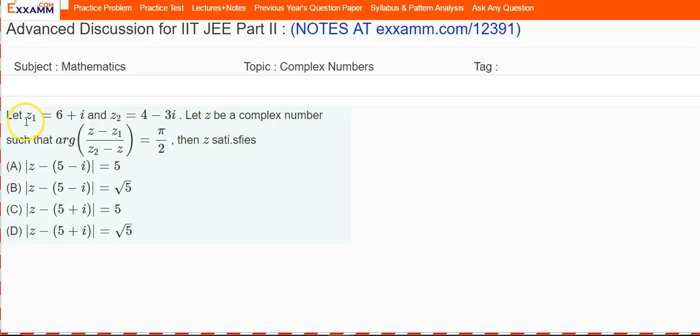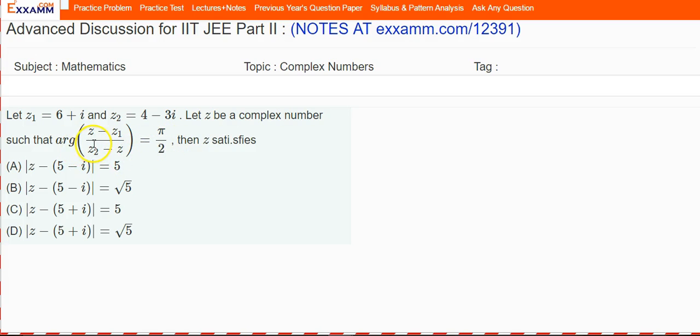Now let us consider a question on diametric form of equation of circle in complex plane. Now here z1 has been given as 6 plus i, z2 has been given as 4 minus 3i, where z is a complex number such that argument of (z minus z1) upon (z2 minus z) is equal to pi by 2.